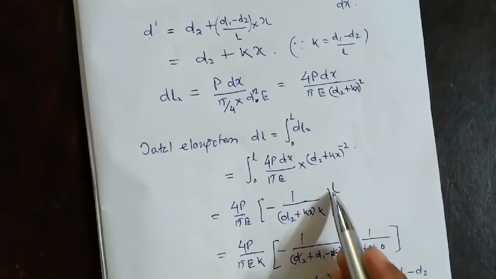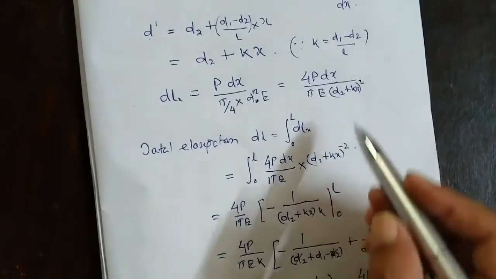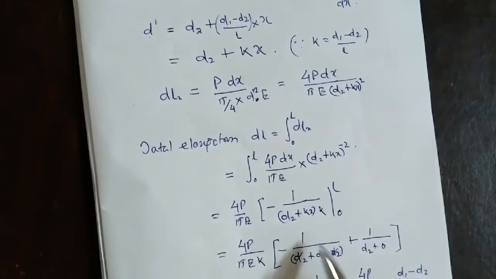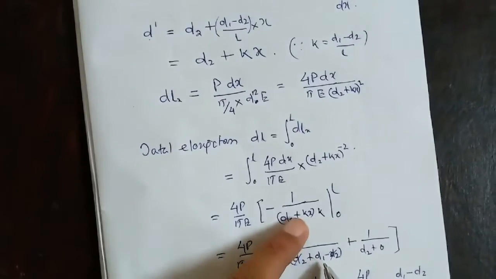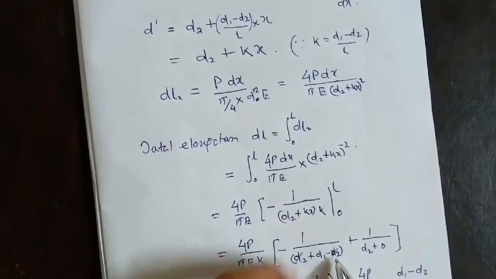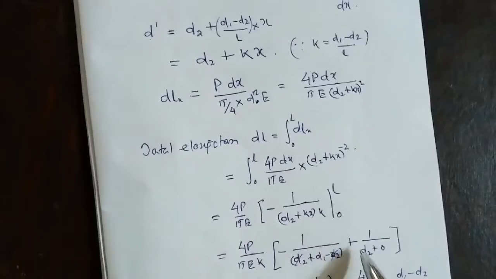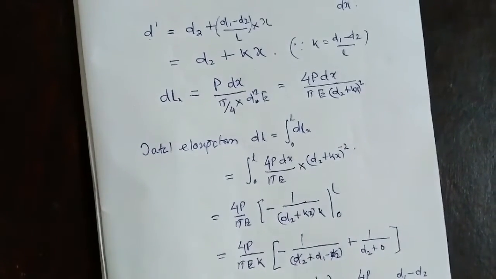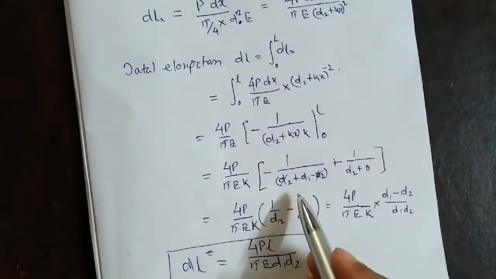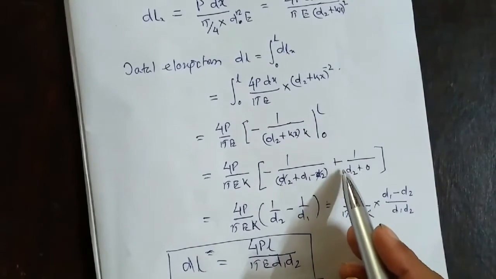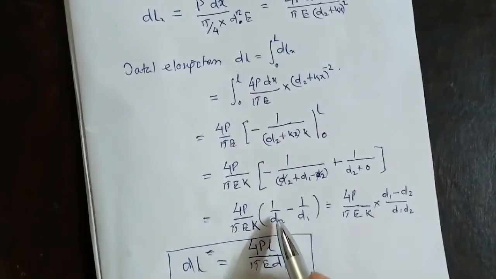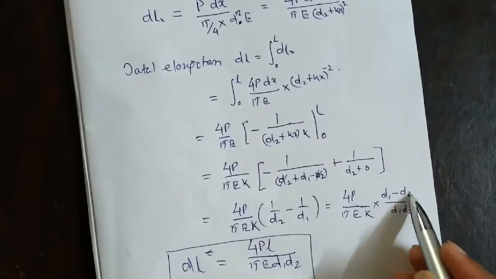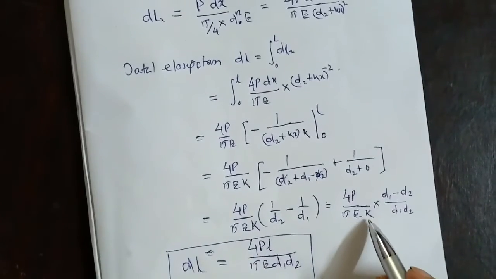If you put L, KL will be only d1 minus d2. So while putting KL, it will be d2 plus (d1 minus d2), which is d1. Again putting the limit 0 here, this will be 0, so d2 plus 0. Now 4P by pi E K, it is 1 by d2 positive, negative is 1 by d1. So 1 by d2 minus 1 by d1, which is (d1 minus d2) by d1 d2. Again there is a K here.